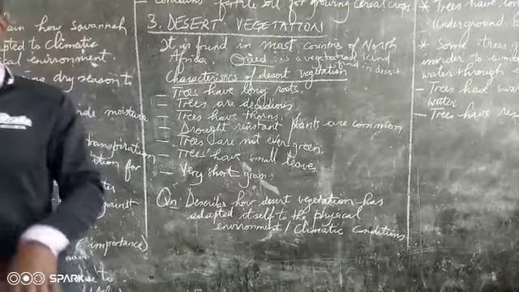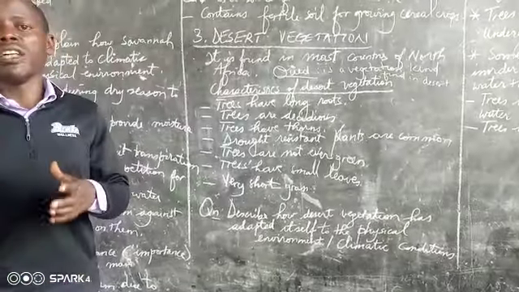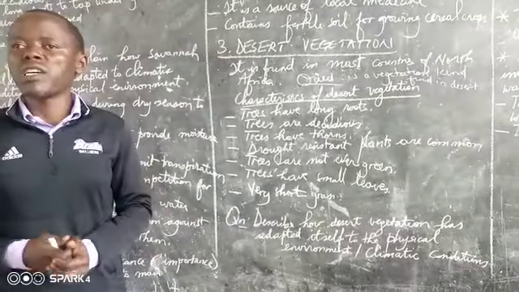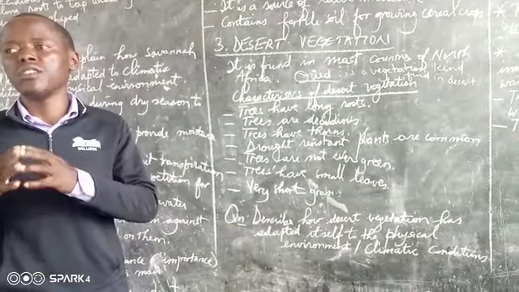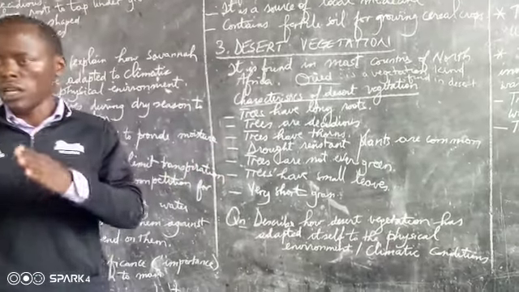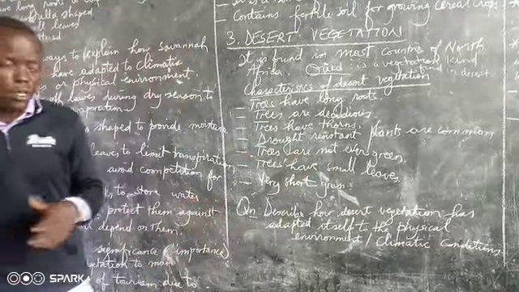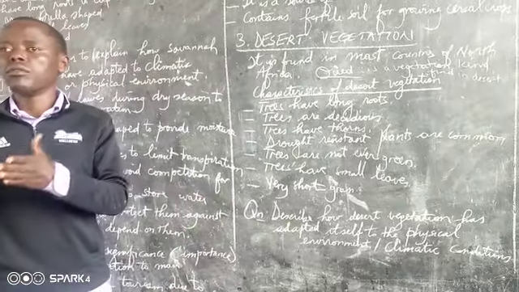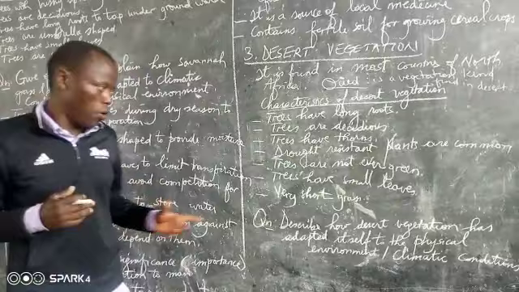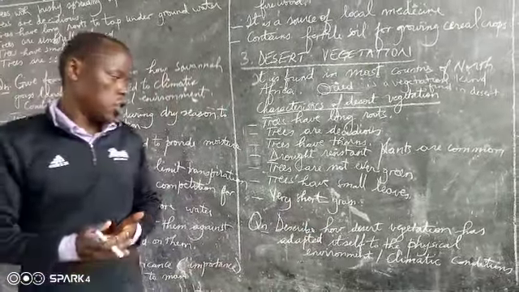Trees are not evergreen, unlike equatorial rainforest, as we saw in the previous lesson. We have seen that in equatorial rainforest or tropical rainforest, vegetation is evergreen, but desert vegetation is not evergreen. Trees have small leaves. The leaves of desert vegetation are very small, and the grasses are very short.